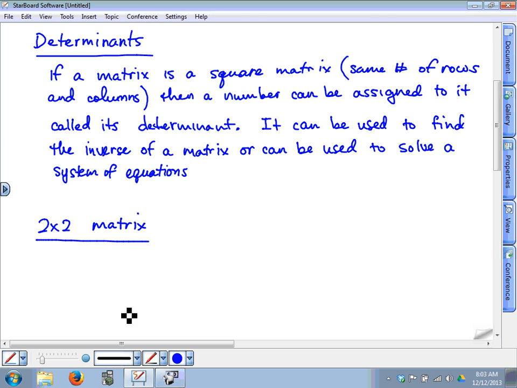Should this be an example? No, we're going to talk about how to find the determinant first.